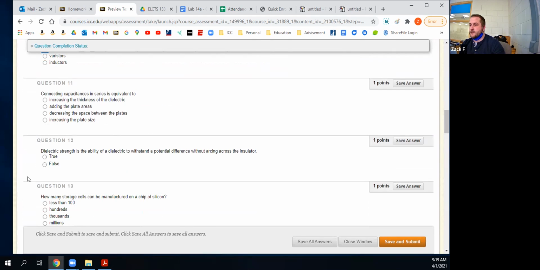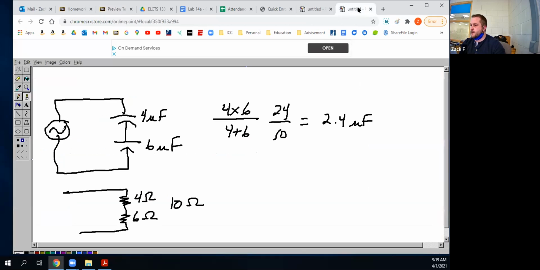Connecting capacitances in series is equivalent to... if we connect them in series, are we increasing or decreasing the overall capacitance? Right, so it'd be the same as increasing the thickness of the dielectric. If they're in series, the overall capacitance becomes less than the individual amounts, right? Just like this example. We have 4 and we have 6, we put them in series and the total capacitance actually goes down.